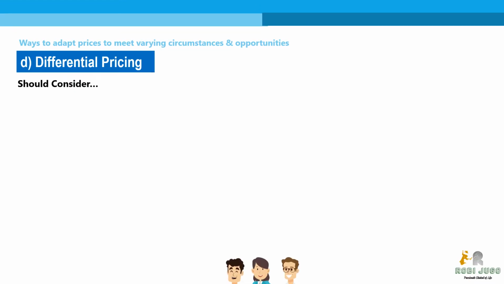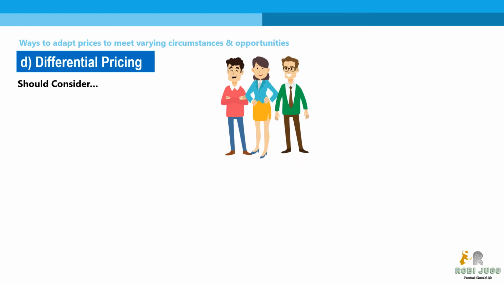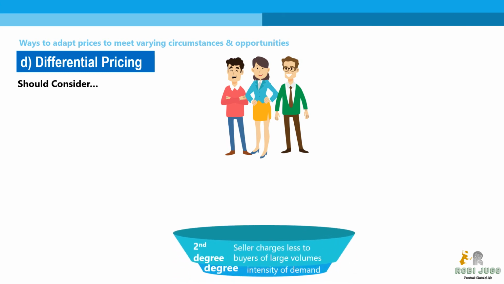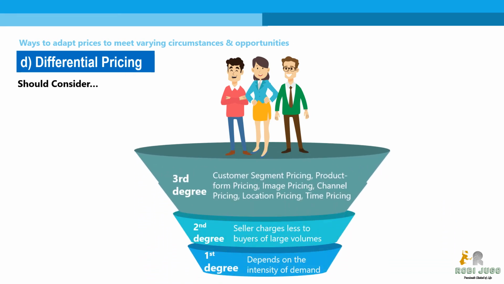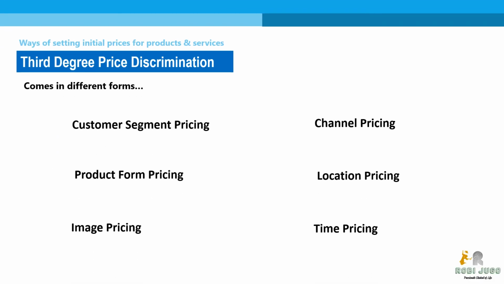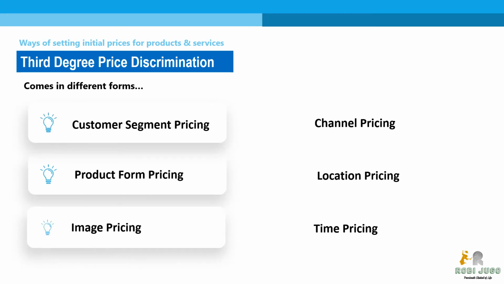Price discrimination happens when a company sells a product or service at two or more prices that do not reflect a proportional difference in cost. It has varying degrees. In first-degree price discrimination, the seller charges a separate price to each customer depending on the intensity of his or her demand. In second-degree price discrimination, the seller charges less to buyers of large volumes. In third-degree price discrimination, changes depend on 6 factors: customer segment, product form, image, channel, location, and time.